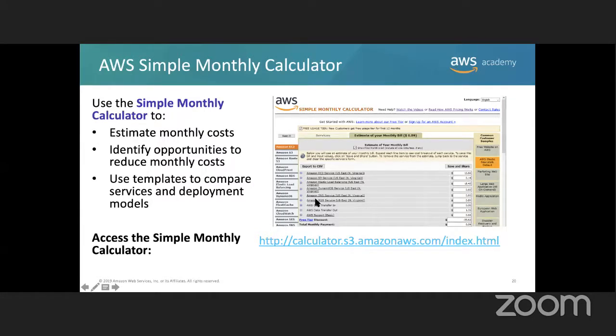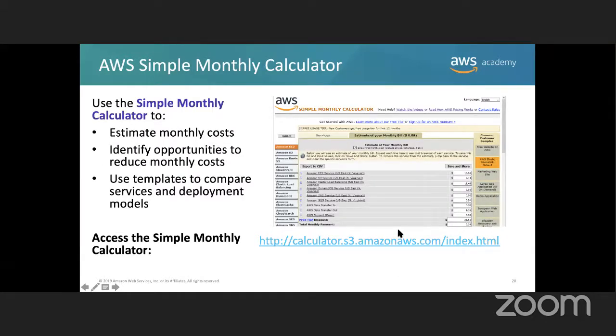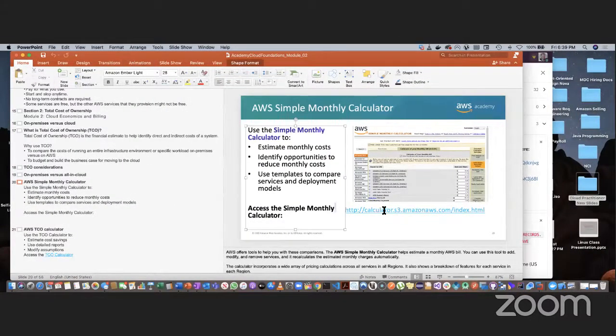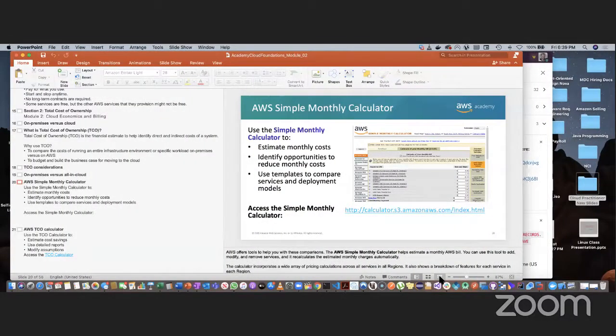This one is once you are in the cloud, okay? So with the simple monthly calculator, you can estimate your monthly costs, you can identify opportunities to reduce monthly costs, and you can use templates to compare services and deployment models, okay? So this is the link. I don't think it is clickable for you guys on Nearpod. So maybe I can copy this and put it on Slack. It's very similar to the one that I put there, but I think it's the same, right? That's okay. The same thing at the end of the day.